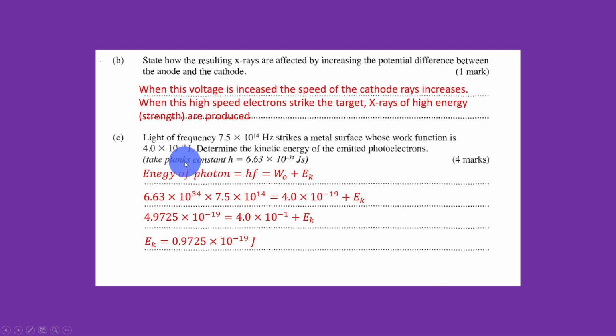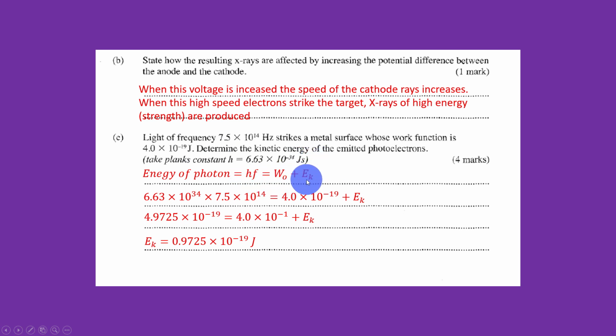Now let's look at this part. Light of frequency 7.5 by 10 raised to power 14 strikes a metal target. So we are able to calculate the energy of the incident photon. This energy of the incident photon, which is equal to hf. How is it used? When that light strikes a metal target whose work function is this, so this energy of the incident photon is used to provide the necessary work function, and then it uses the rest of the energy to give kinetic energy to the electrons.